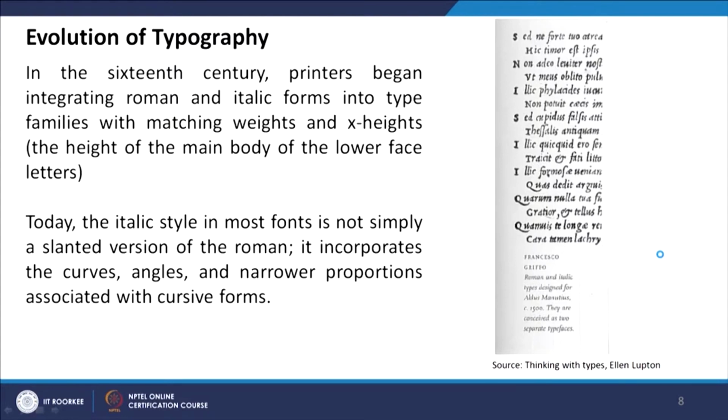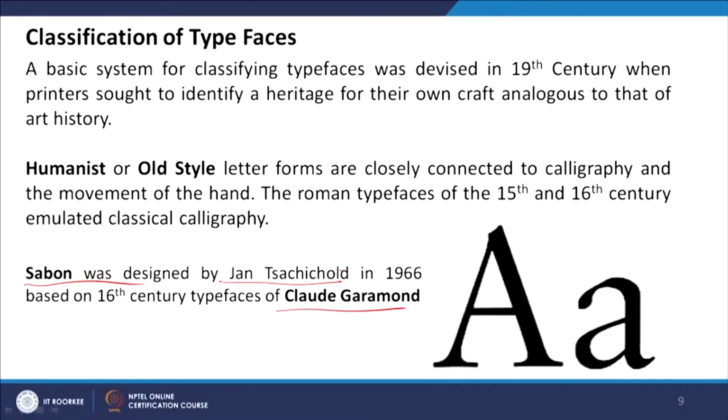Right now we have a similar setup, where one type family has italics, bold, ultra thin, and all these variations in today's one type family. So Sabon is one of the typefaces, designed by Jan Tschichold in 1966, which is kind of mid-modern, based on the 16th century typefaces of Claude Garamond. Garamond is one of those typefaces which is named after Claude Garamond. And if you look at Sabon, it also has a similar kind of thing.